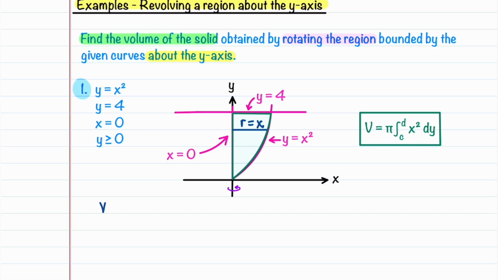Our volume is pi times the integral from c to d of r squared, which is x squared times dy. We have a dy because we're revolving about the y-axis, and the width of each circular disk is equal to dy.